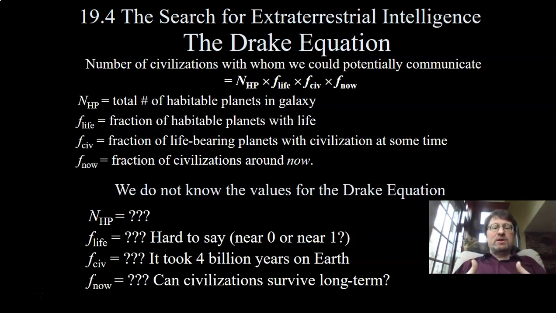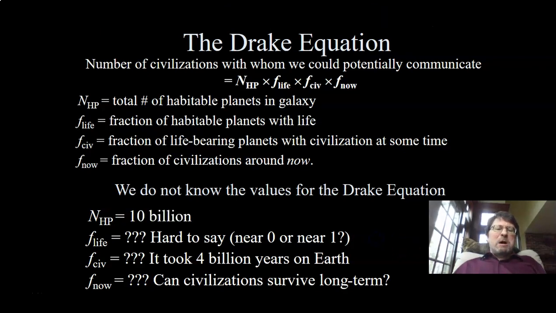And you could apply this equation to the universe or the galaxy. We'll do the latter. It's not clear exactly what numbers you're supposed to plug into the Drake equation. But we do know that there are about 200 billion stars in our Milky Way galaxy. And most of those, in fact, have planets, plural, going around them. And so conservatively, we could say that there are, let's say, 10 billion habitable planets. Not all the planets will be habitable, but I think 10 billion is a conservative estimate.